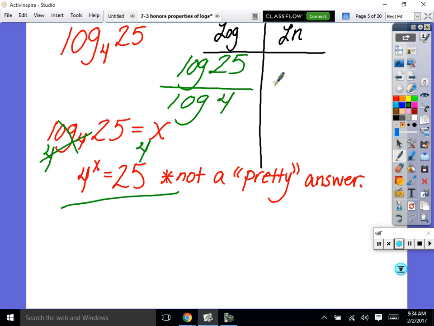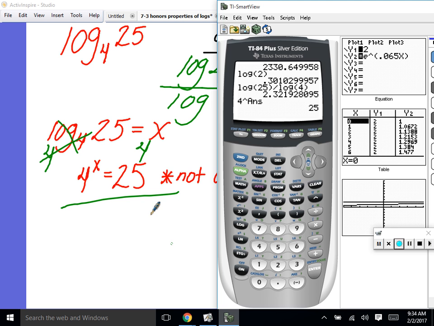Now, we could also rewrite it as ln. So ln of 25 divided by ln of 4. That's fine as well. It'll come out the same decimal.